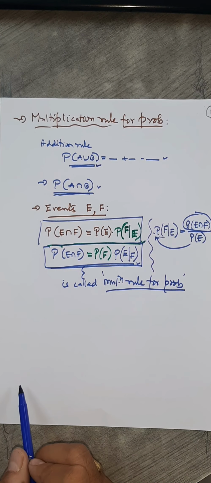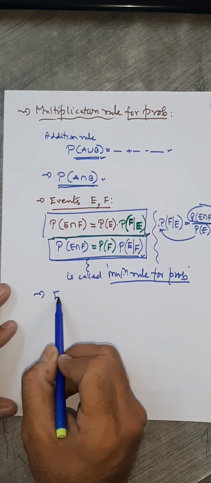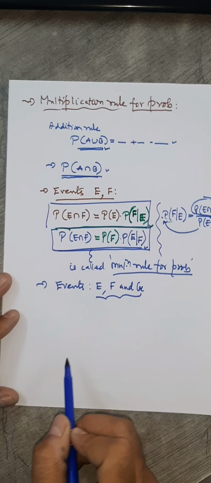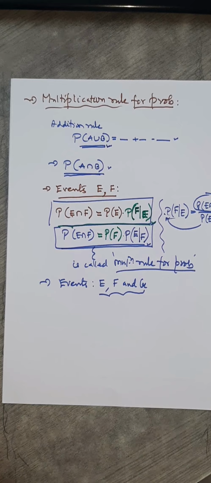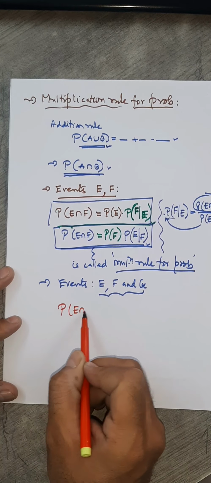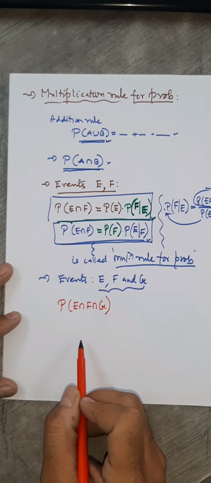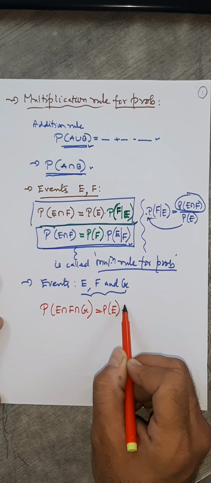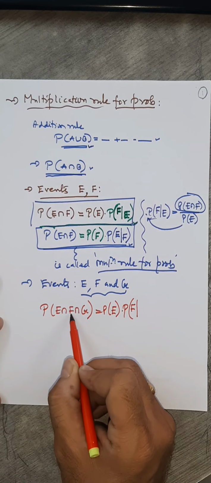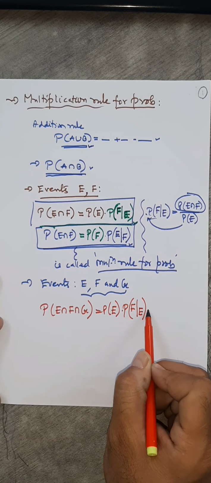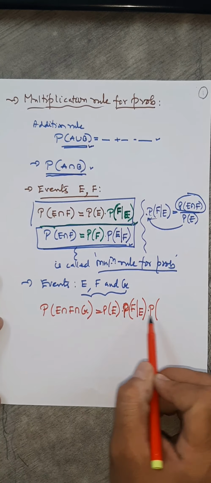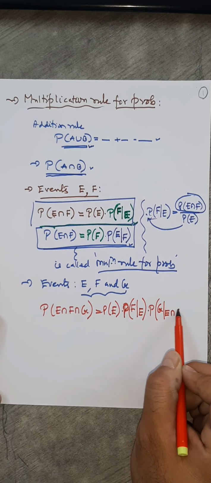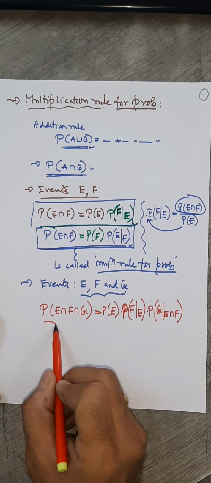Even for three events, if I consider three events, let me consider E, F and G. There are three events. For these also we can write the multiplication rule like this. So the multiplication rule means occurrence of all the three events, E intersection F intersection G, is equal to the probability of E, that is event E has occurred, into the probability of F, which depends upon the already occurred event E, into, now how many events have already occurred? E and F both. So the probability of the third event depends upon the already occurred events, that is E and F. So E intersection F, like this.